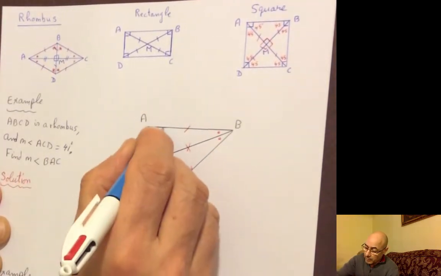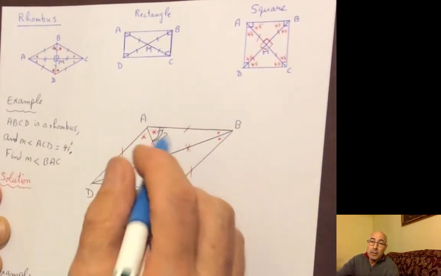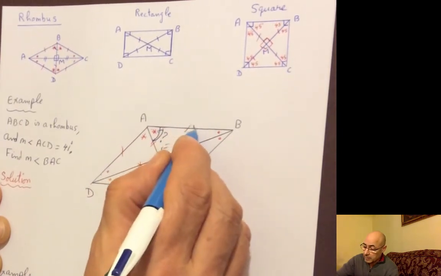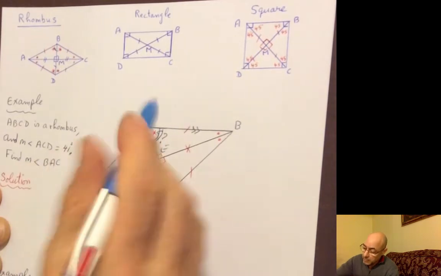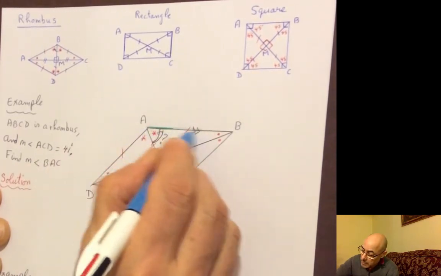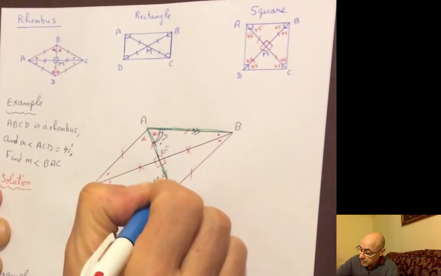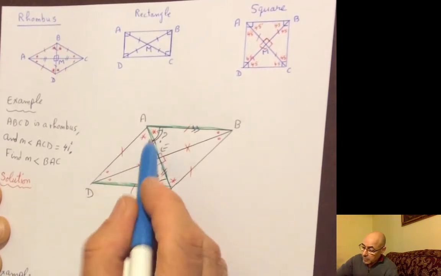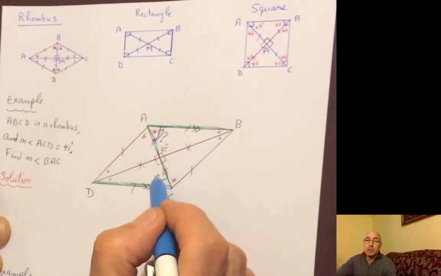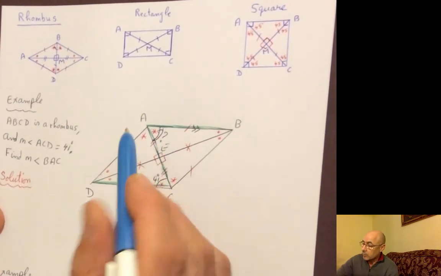Find the measure of angle BAC. You want to find this angle over here. Now, since this is a parallelogram, opposite sides are parallel. Now you can see the Z letter. So these two angles are congruent, alternate interior angles. One of them is 41, so the one we want to find is also 41.